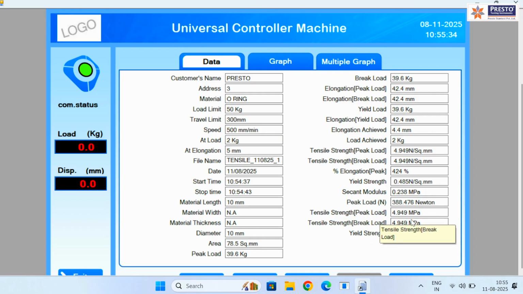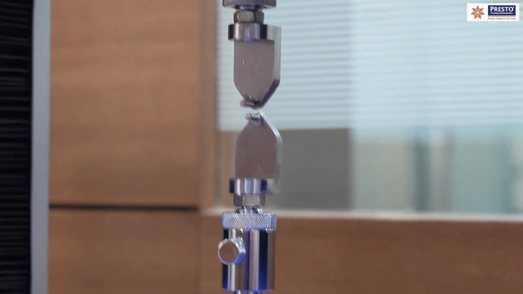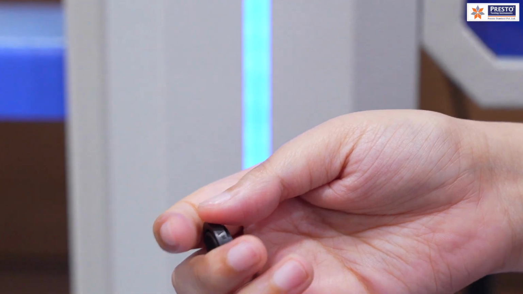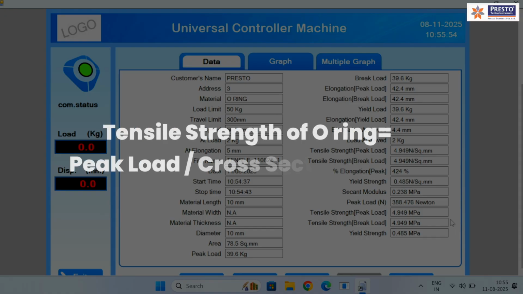Now coming to the result interpretation. We can see the sample here. The sample is this kind of O-ring. This was a customized kind of sample. If I talk about another kind of O-ring which is in a proper circular shape, how do we check the result? The result is force divided by the area.